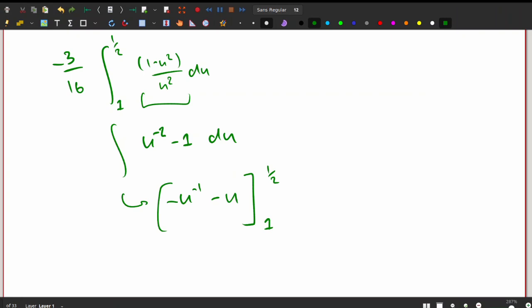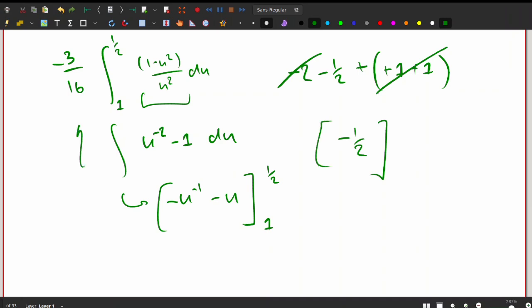And now let's plug it in. So when we plug in 1/2, we're going to get negative 2 minus 1/2, and minus, when we plug in 1, we're going to get minus 1 minus 1. So this is going to become a plus, and therefore our negative 2 and our plus 2 are going to cancel out. We're going to end up with negative 1/2. Remember, this whole thing is still times this negative 3 over 16 from earlier, so times negative 3 over 16. The negatives cancel out once again, and therefore our final answer is 3 over 32.